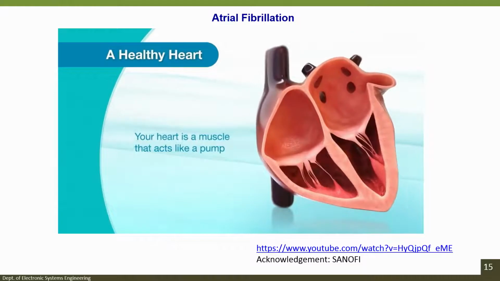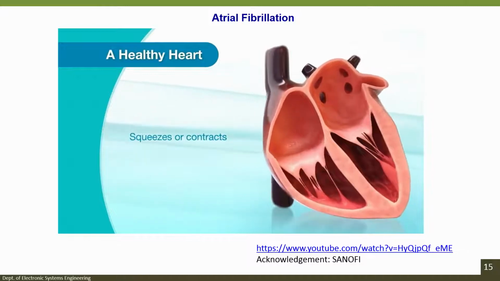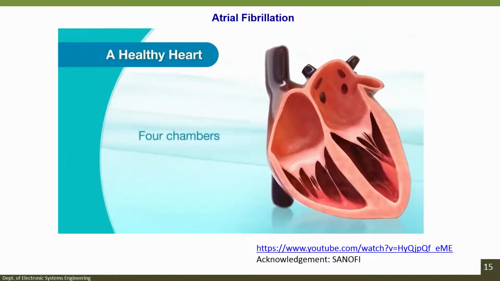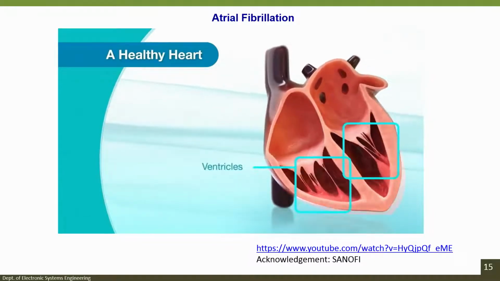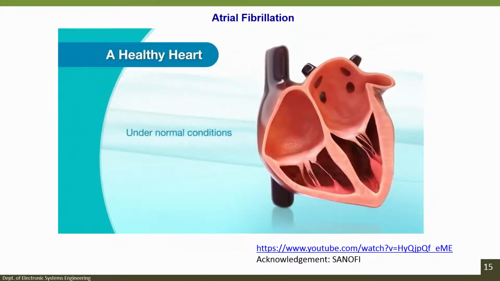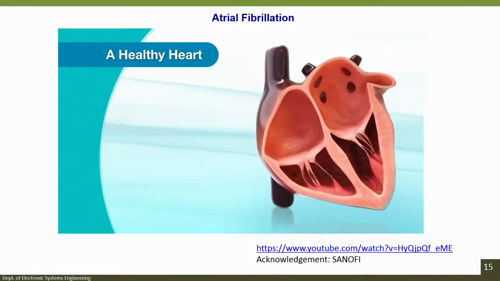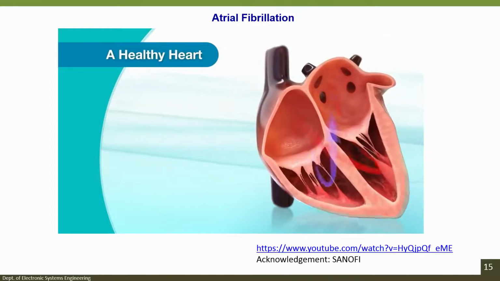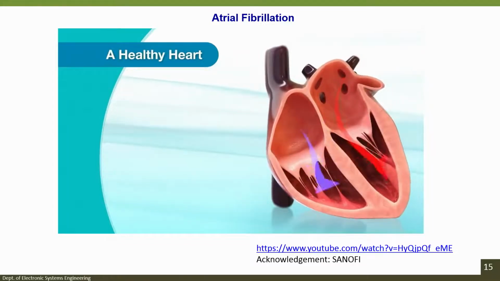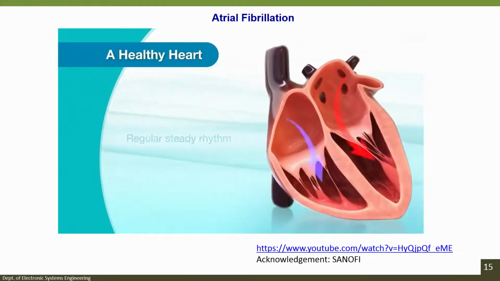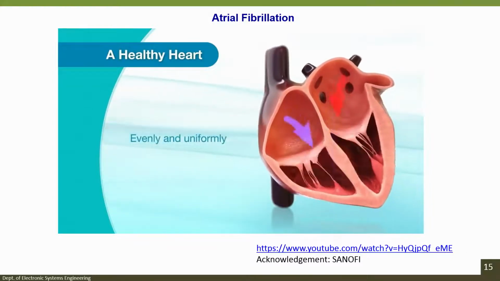Your heart is a muscle that acts like a pump. With each beat, it squeezes or contracts to push blood to the rest of your body. Your heart has 4 chambers. The 2 upper chambers are called atria. The 2 lower chambers are called ventricles. Under normal conditions, the upper and lower chambers of the heart work together to pump blood throughout the body. The bloodstream enters the atrium, where blood is pumped to the ventricles in a regular and coordinated way. From there, blood is pumped from the ventricles to various parts of the body. A healthy heart beats in a regular, steady rhythm or pattern. Notice how the heart beats evenly and uniformly.